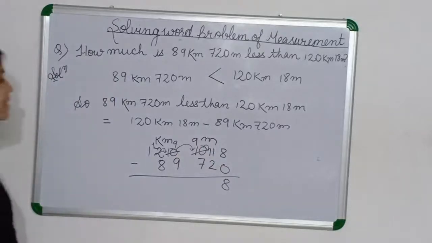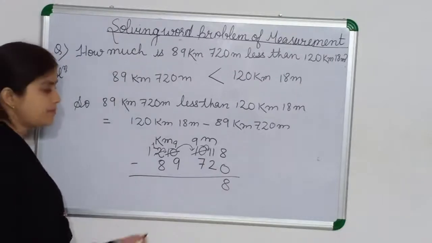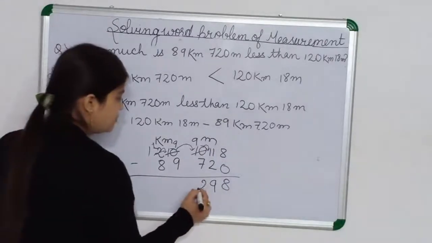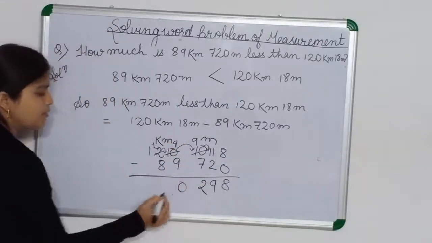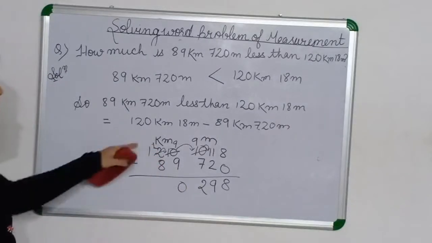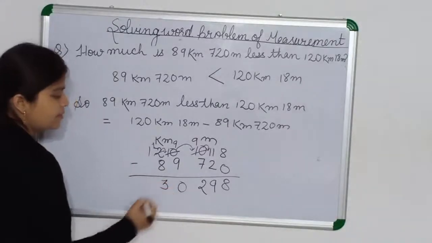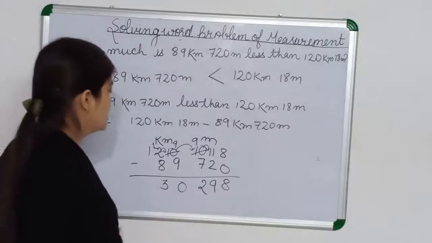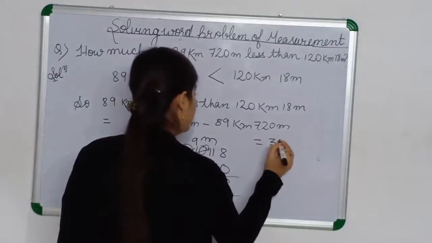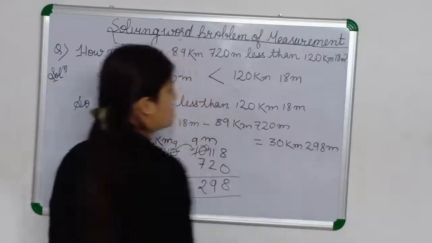Now do the subtraction. 11 minus 2 is equal to 9. 9 minus 7 is equal to 2. 9 minus 9 is equal to 0. And here it is 1, so again it will borrow 1 from here. It will become 11. So 11 minus 8 is equal to 3. So how much less? The answer is 30 kilometer 298 meter. This much less. Okay.